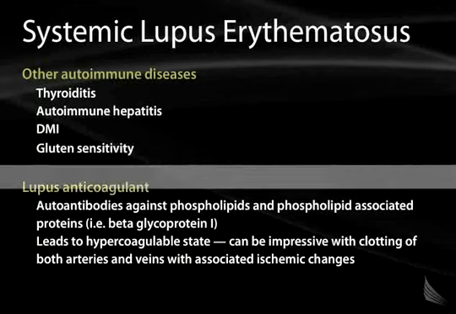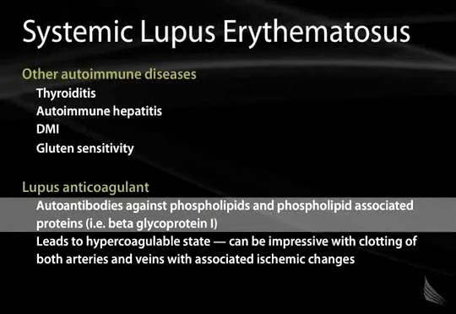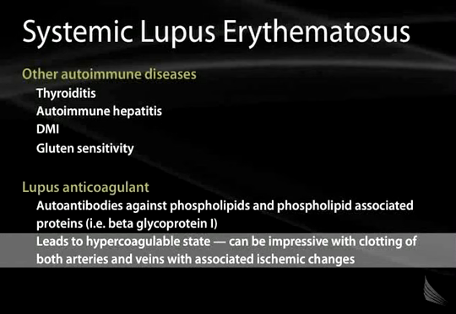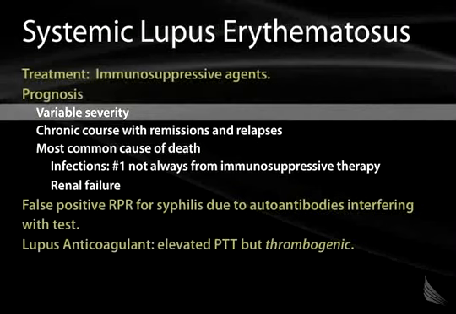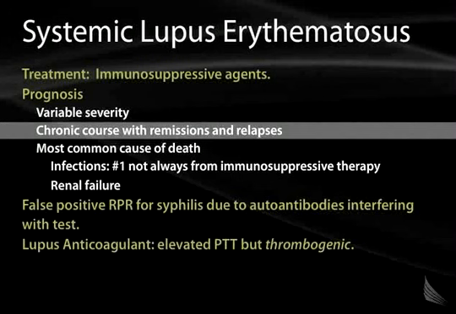The lupus anticoagulant is an autoantibody against phospholipid-associated proteins, specifically beta-2 glycoprotein 1, and these autoantibodies against phospholipids can lead to a hypercoagulable state, which can be very impressive and lead to both arterial and venous clotting, with associated ischemic changes in the setting of arterial clot. Treatment of lupus, at least systemic lupus erythematosus, involves immunosuppressive agents. The prognosis of lupus is remarkably variable depending upon the extent to which the multiple organ systems are involved. It is a disease with significant chronicity.